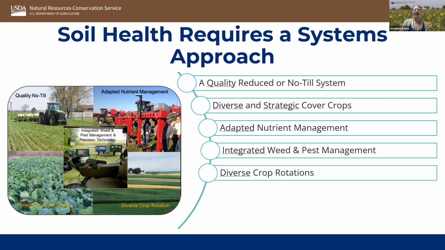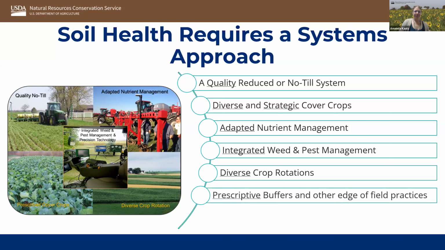Diverse crop rotations, again, going back to that biodiversity and trying to get as many types of plants out there as we can. This also, again, breaks pest and disease cycles, helps with all of that to better manage that soil food web. And then buffers and edge of field practices.